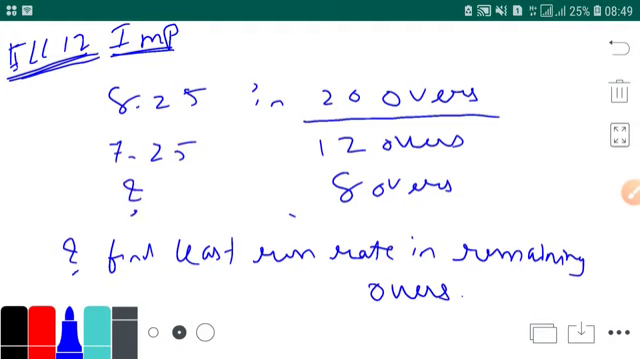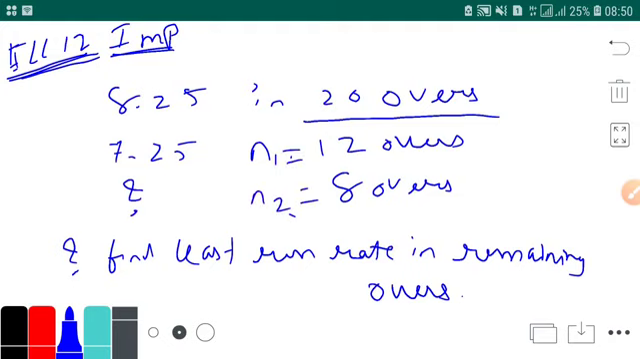Clear? There are 20 overs in total, and the required run rate in 20 overs is 8.25. 12 overs are completed, and the run rate is this. How much should the run rate be in 8 overs to match that 8.25? Now how is the question given? As I told you, if there is a total group, like 50 students studying, in 11th 30 and in 12th 20, then 30 is N1 and 20 is N2. So N1 is 12.